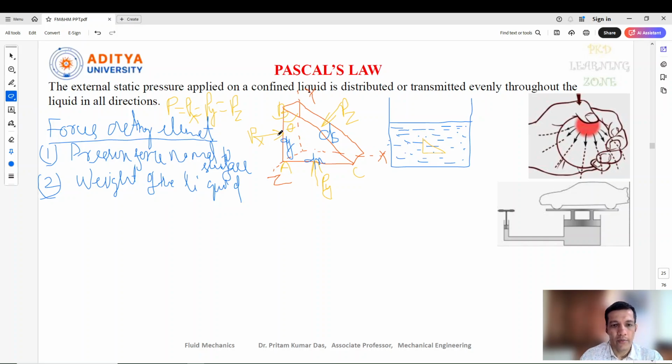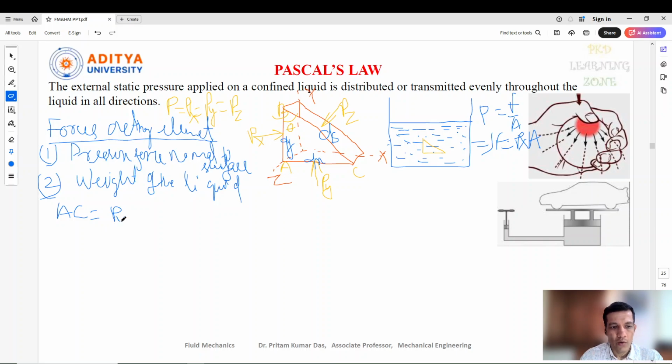Regarding the pressure force applied here, we know that pressure equals force by area. So to calculate the force, we can say pressure into area. Let's consider the surfaces one by one. Let's consider one surface, AC. For the AC surface, what is the force applied here? The pressure applied on this one into the area.